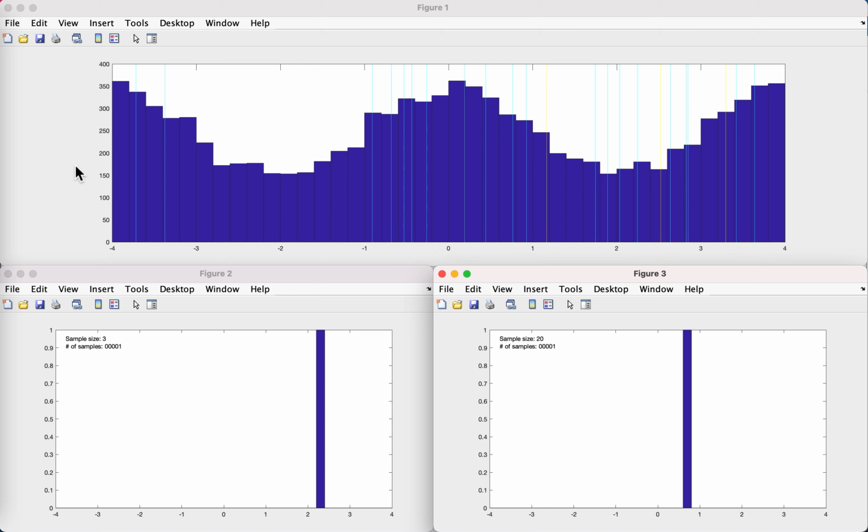And up at the top, you see little yellow lines. Those indicate the 3 individuals that were randomly sampled from the overall population. So one of them had a value of slightly over 1, one of them had a value of about 2.5, and one of them had a value, looks like, of like 3.25 or something like that. And that gave us a mean for that first sample that we plucked out of the population with size 3, a mean of about 2.25, something like that. And that's plotted on the lower left histogram.